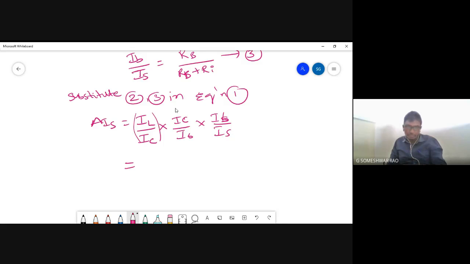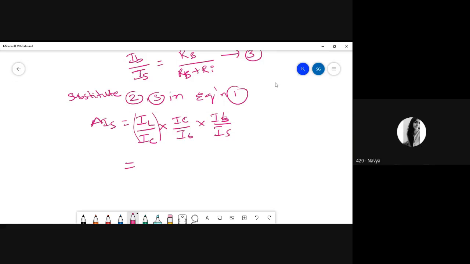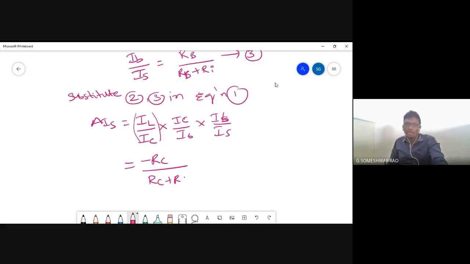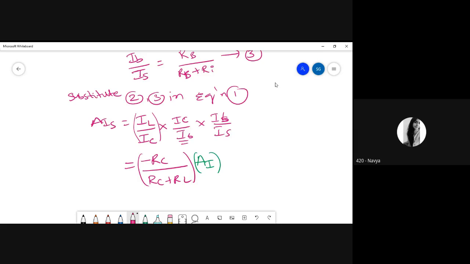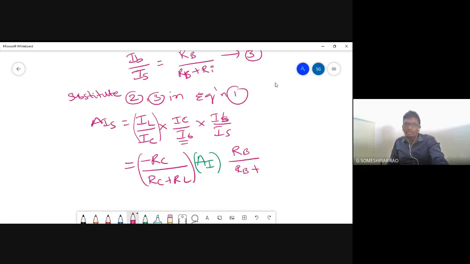We have derived IL by IC. Didn't anyone write it? Minus RC by RC plus RL. IC by IB is AI, AI into IB by IS. Just now we got the expression, that is RB by RB plus RI. Very good. Everybody understood?